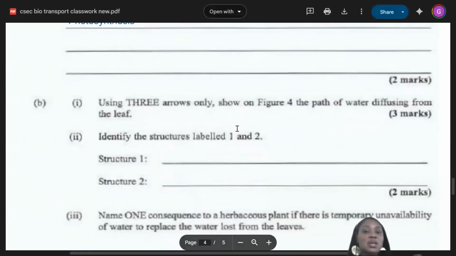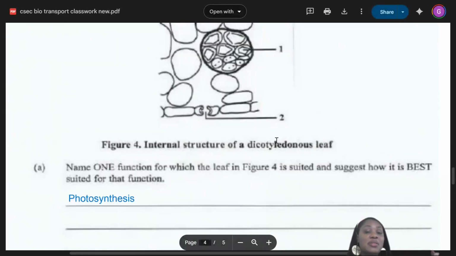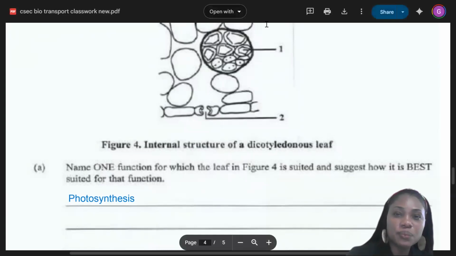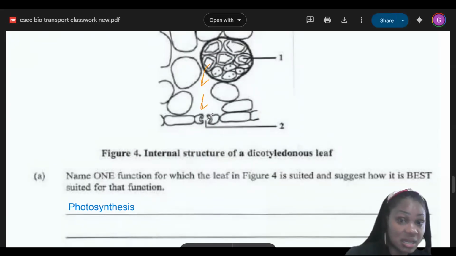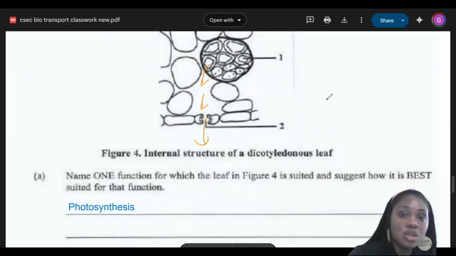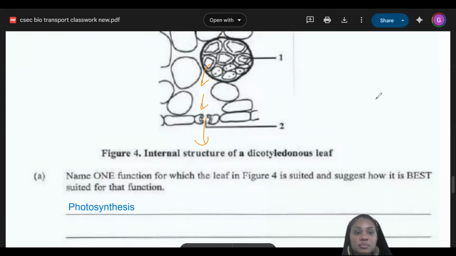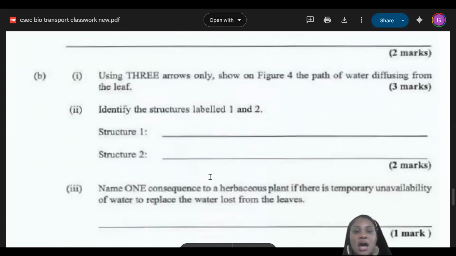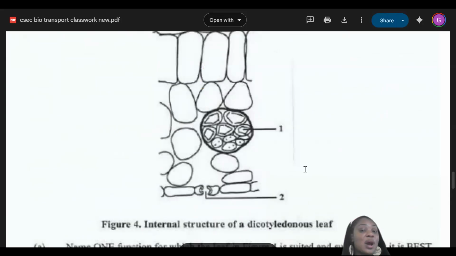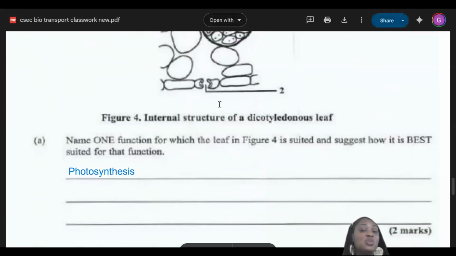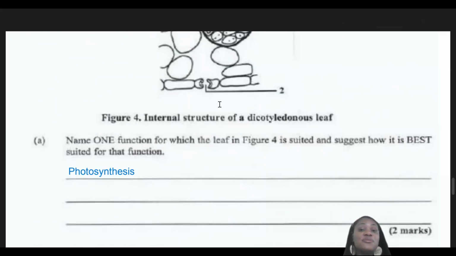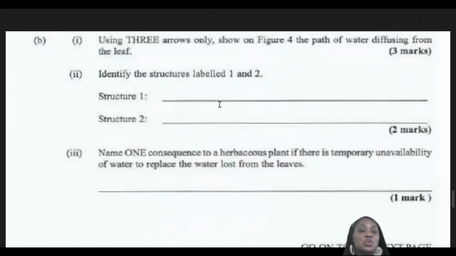Use 3 arrows only to show what path water will take when diffusing out of the leaf. 3 arrows. So I would say you want to show water leaving from the xylem into the airspace, right? And then traveling through the airspace and then coming out, right? So you could do that, 3 arrows. And then identify the structures labeled 1 and 2. So this is why I know 1 is the xylem clearly, and you must figure out what number 2 is. Remember, you already drew the leaf. So there's no part of the leaf that somebody should ask you and you don't know.